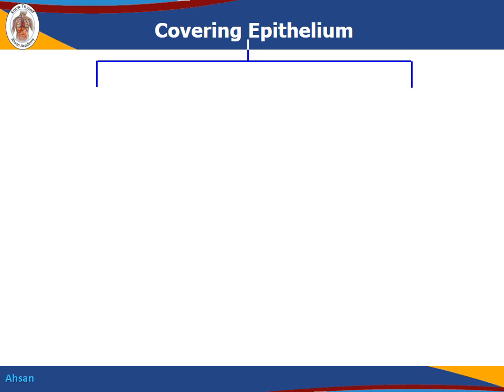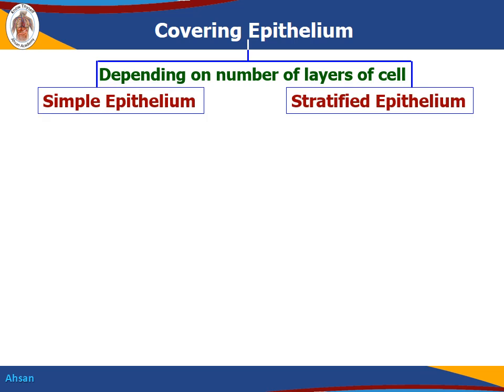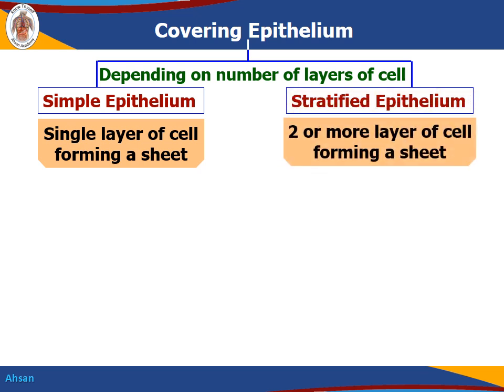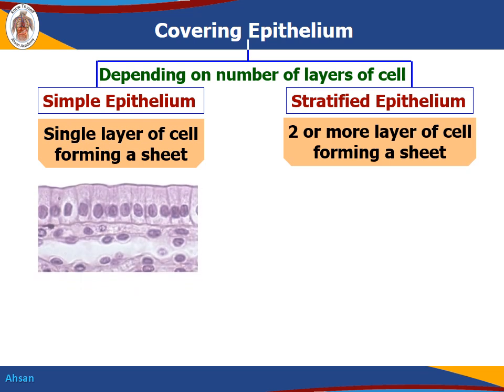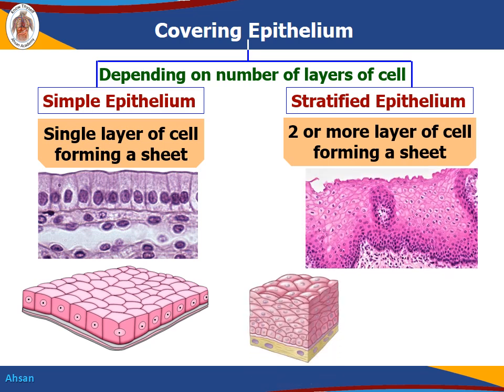Covering epithelium may be further classified depending on the layers of cells present. If it is single layer, it means simple epithelium; when more than one layer, it is stratified. Single layer of cells forming the sheet, and here two or more layers of cells forming the sheet. So you can see single layer of cells on the connective tissue. This is simple epithelium. The 3D diagram shows like this, and this is multiple cells. You can see a line, that is the basal lamella. Here is the three-dimensional view.